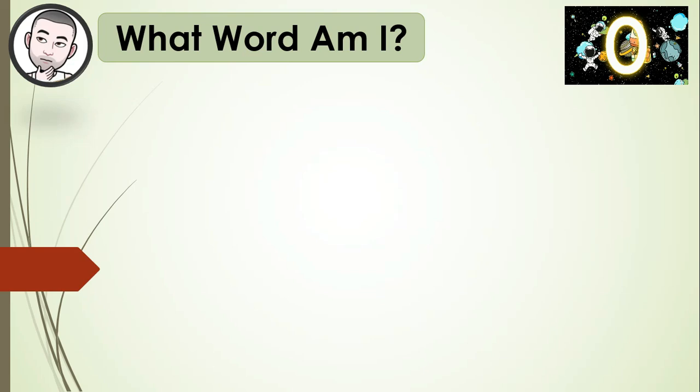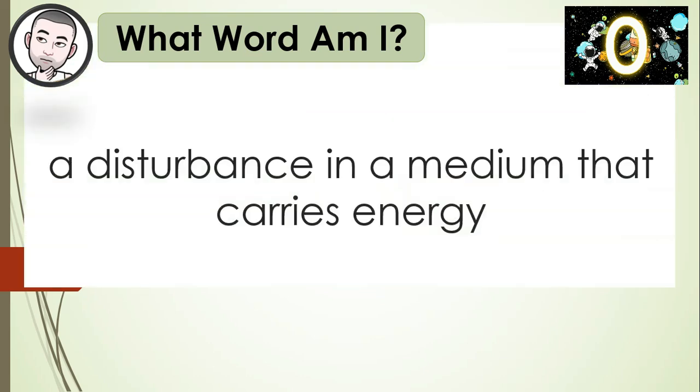Before we proceed with our discussion, I have a challenge for you. I will call it, What Word Am I? All you have to do is rearrange the jumbled letters into their correct order so that you'll get the correct answer. You will be guided by the statement above those jumbled letters. You're also given 5 seconds to answer each challenge. Let us now begin. Challenge number 1. A disturbance in a medium that carries energy. These are the jumbled letters. Your 5 seconds start now.